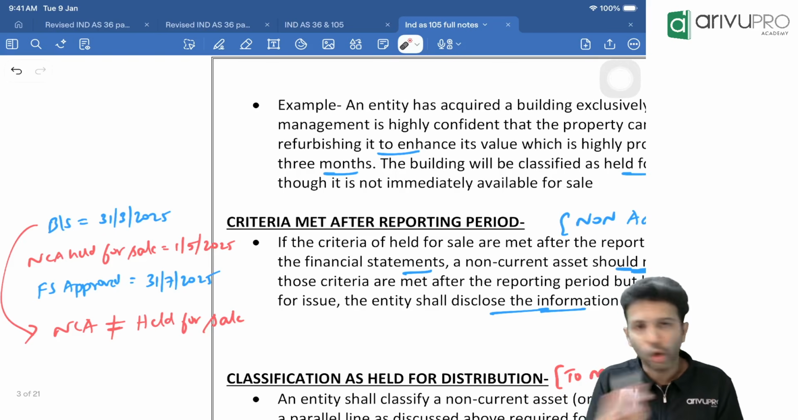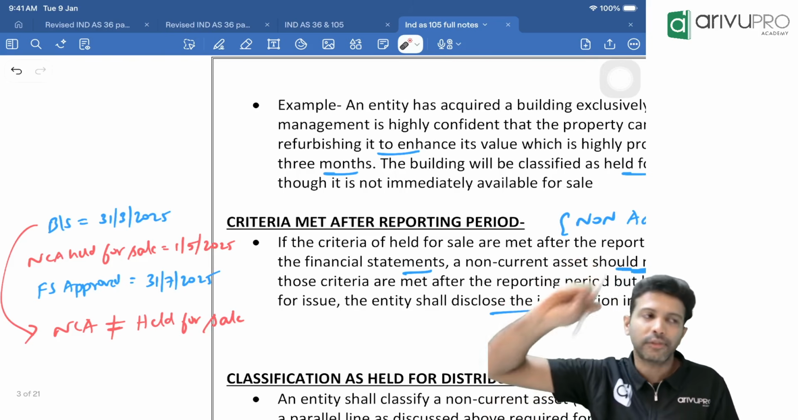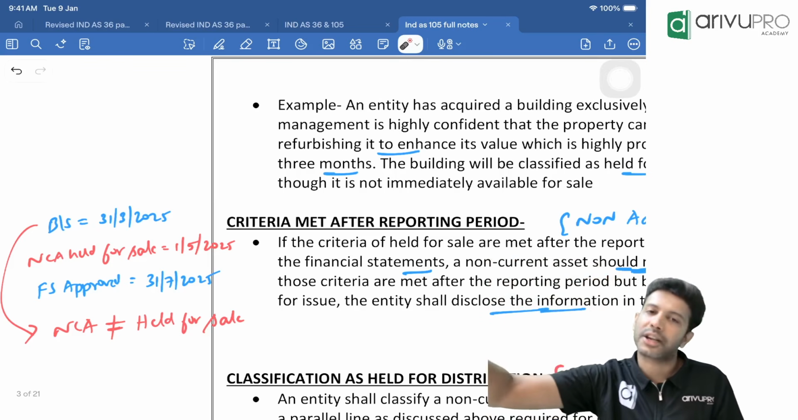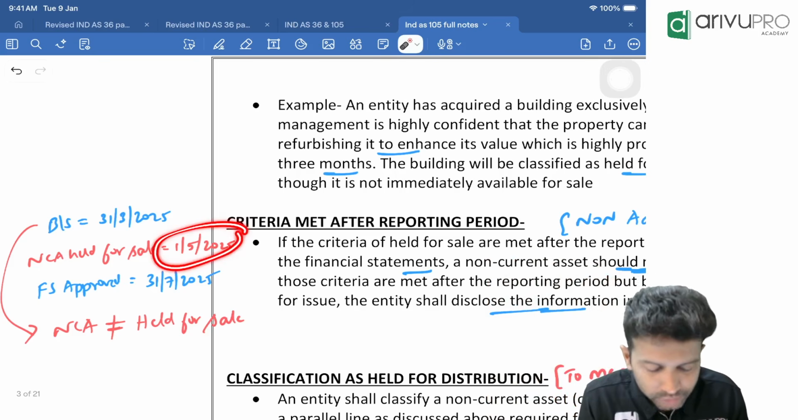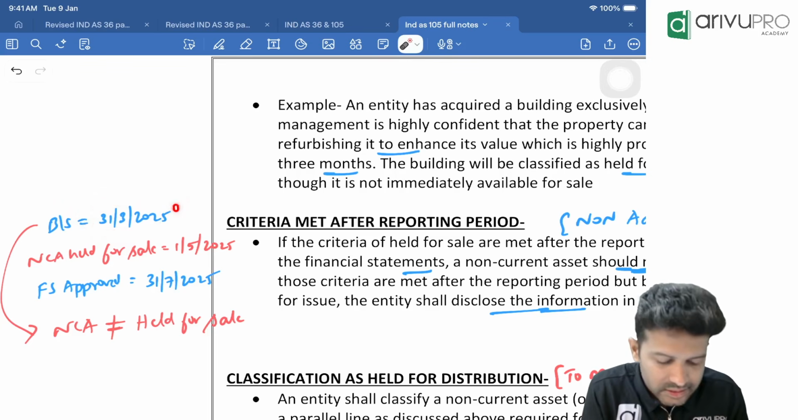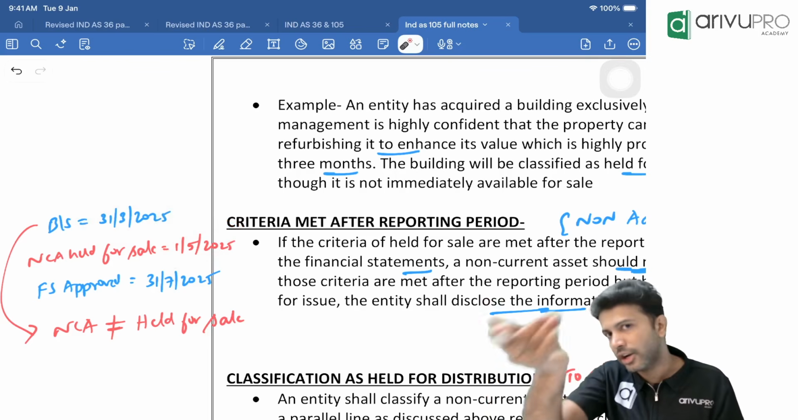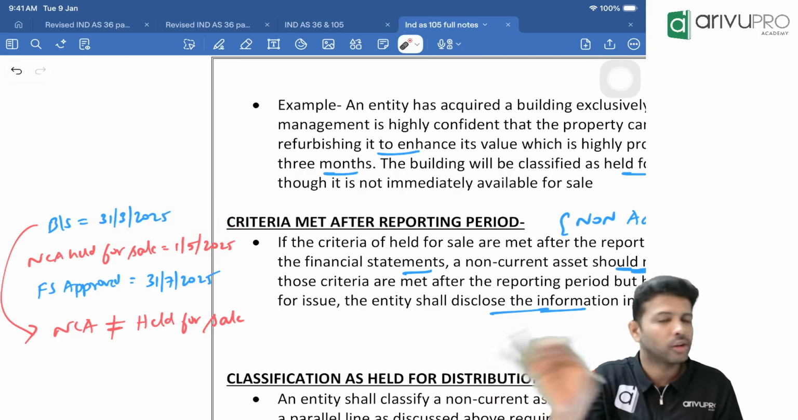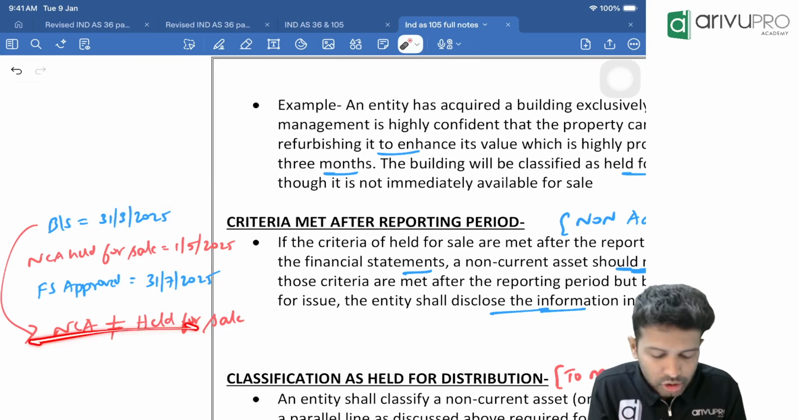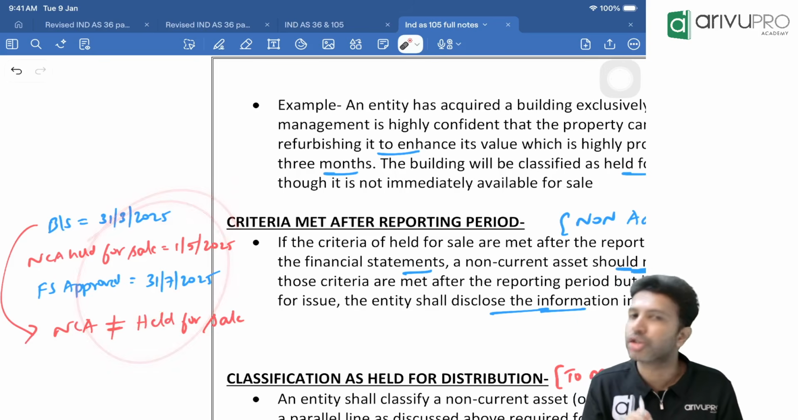The standard is saying no. You will classify it as non-current asset held for sale from the day the condition gets satisfied. Condition is satisfied only on 1st May, no? Is 1st May within the current year? No. Current year ended on 31st March. Criteria has got satisfied not in the current year but in the next year. So in the current year balance sheet date 31st March 2025, you cannot show this asset as non-current asset held for sale. But you can give a disclosure of this.